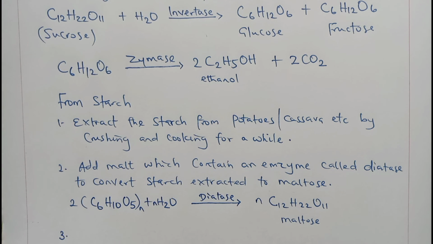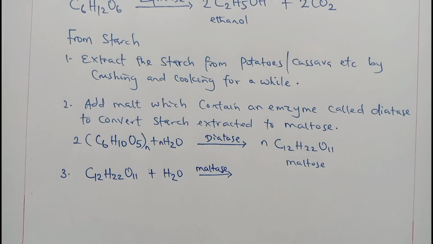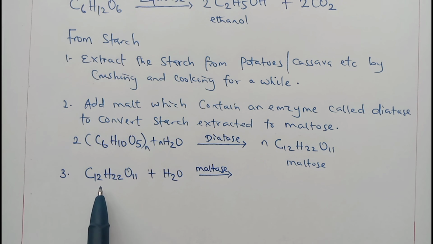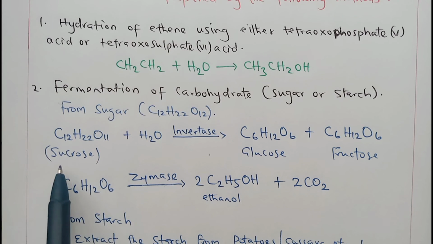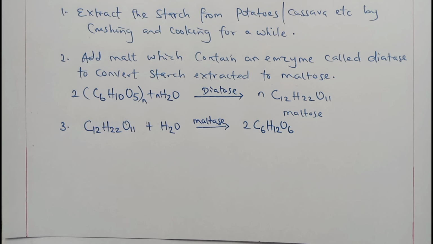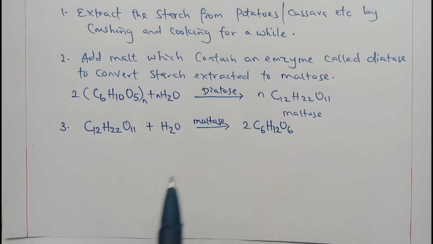After this, a yeast is being added in order to convert this maltose to glucose. And the yeast contains an enzyme called maltase, just like this is an enzyme here too. Okay, and this maltase converts this maltose to glucose. This tells us that maltose is a composition of 2 glucose, whereas sucrose is a composition of glucose and fructose. The same yeast contains what we call zymase, and this zymase will act on this glucose to convert it to ethanol.